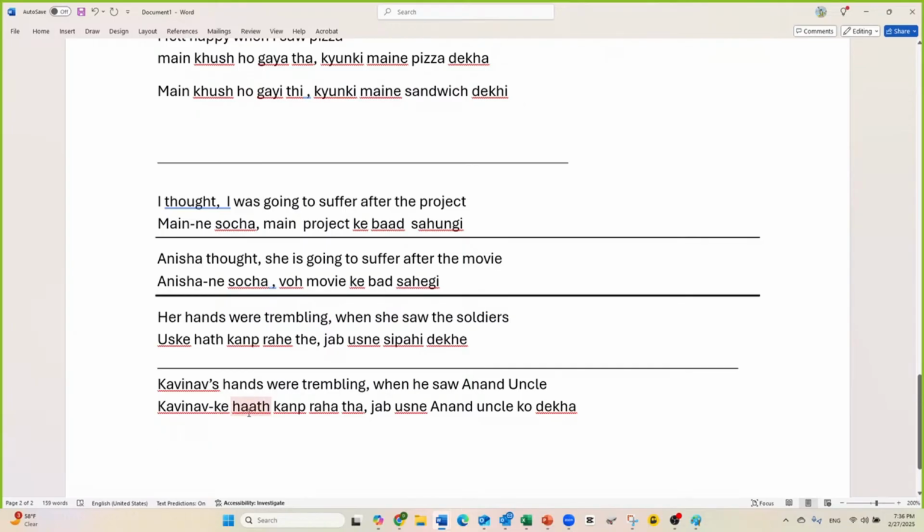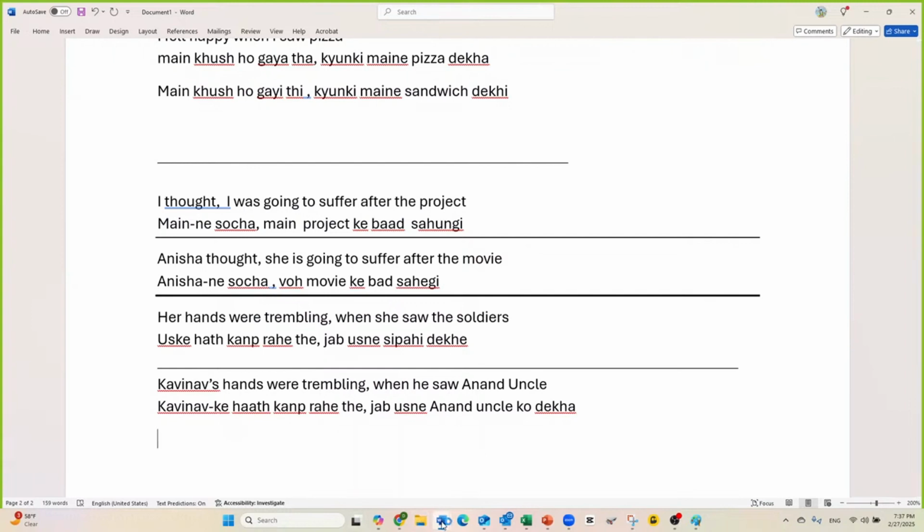Now, hands is singular or plural? Plural. Okay, I'm talking to Anisha for now. So let Anisha work with me. Kavinav, you listen. Since it's plural, instead of saying raha, we have to say rahe the because that is the plural format. Okay. So now read the sentence with me. कविनाव के हाथ कांप रहे थे जब उसने आनंद अंकल को देखा. Kavinav, did you go like that? No. I'm just joking with you, giving you a bad time.